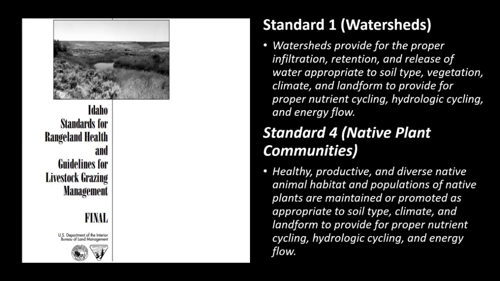The rangeland health attribute ratings for soil and site stability and hydrologic function will help to evaluate whether conditions on the allotment are contributing to proper nutrient cycling, hydrologic cycling, and energy flow as described under Standard 1 for watersheds. The biotic integrity attribute rating will help to inform the health of the vegetation community relative to the soil type and climate.